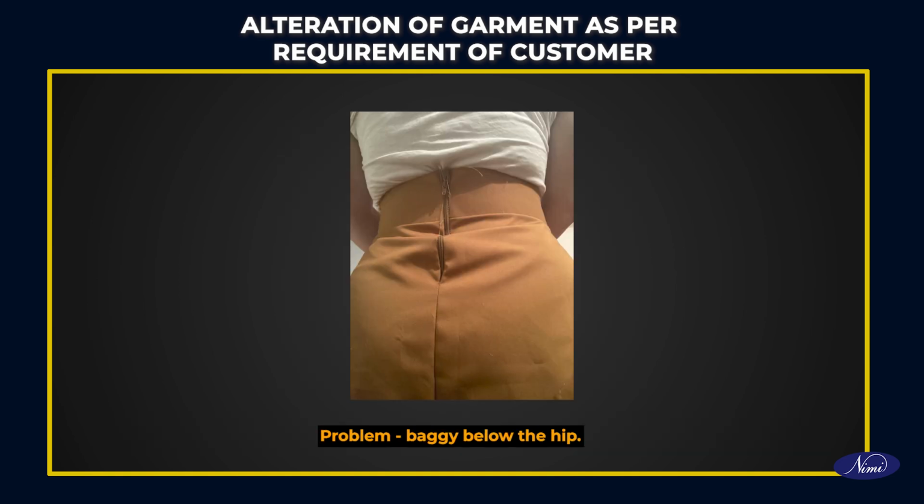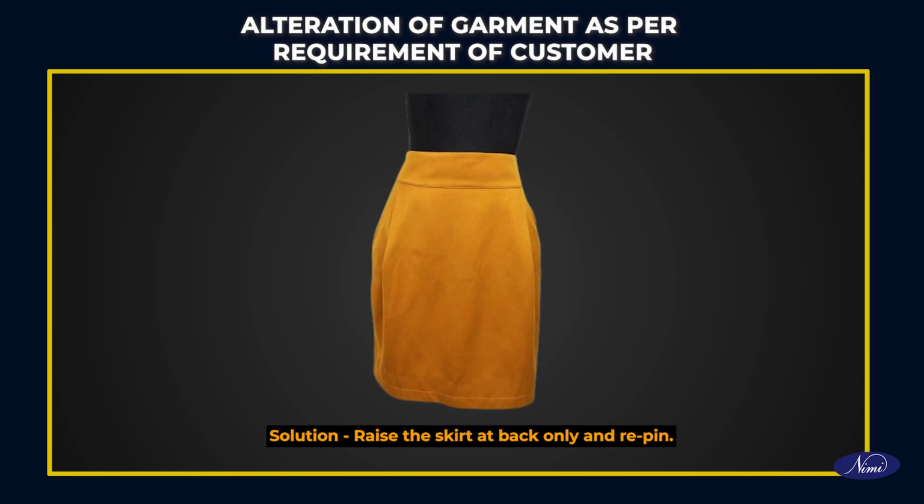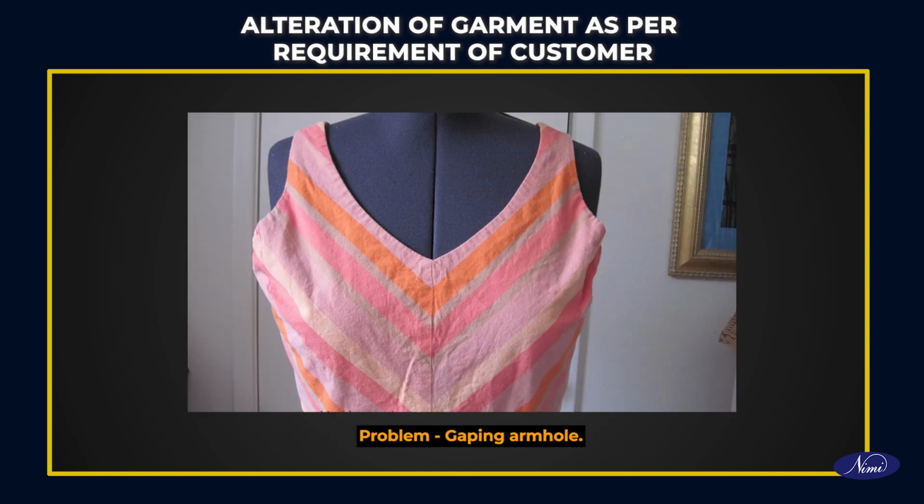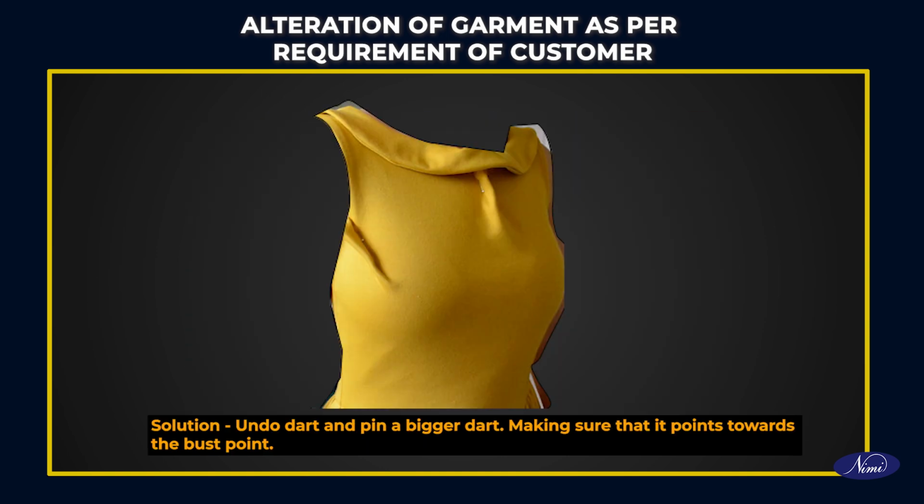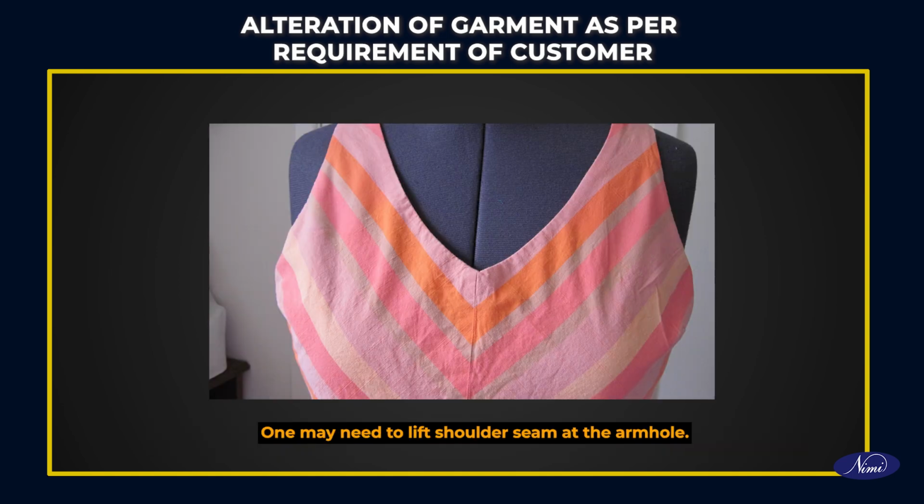Problem: baggy below the hip. Solution: raise the skirt at the back only and repin. Problem: gapping armhole. Solution: undo the dart and pin a bigger dart, making sure that it points towards the bust point. One may need to lift the shoulder seam at the armhole.